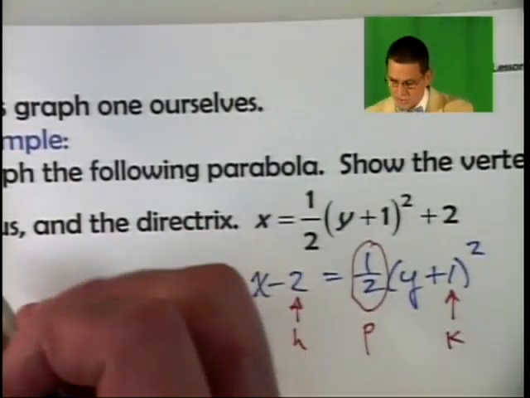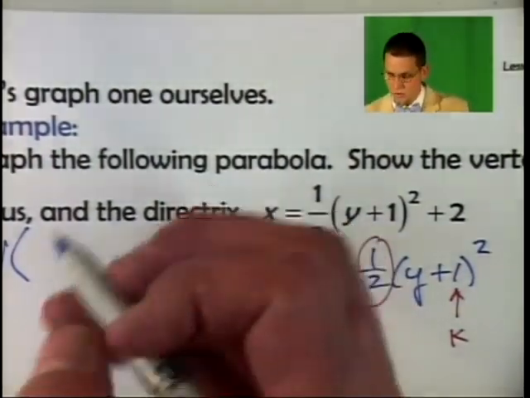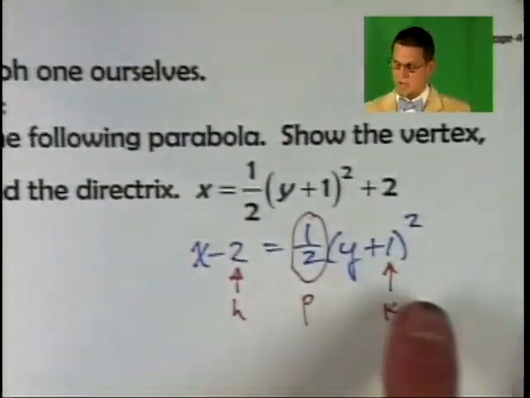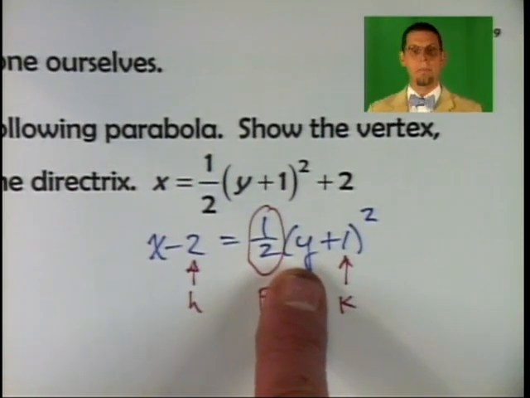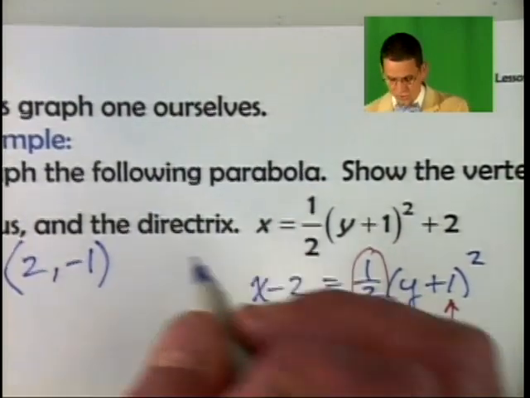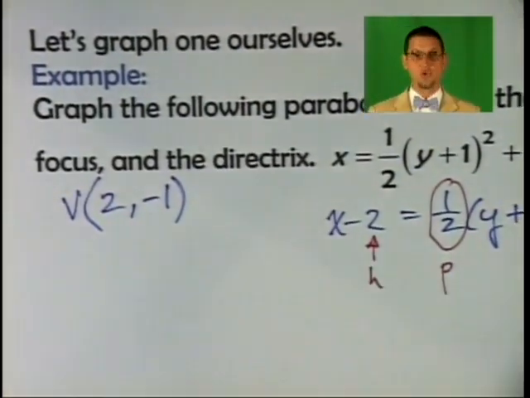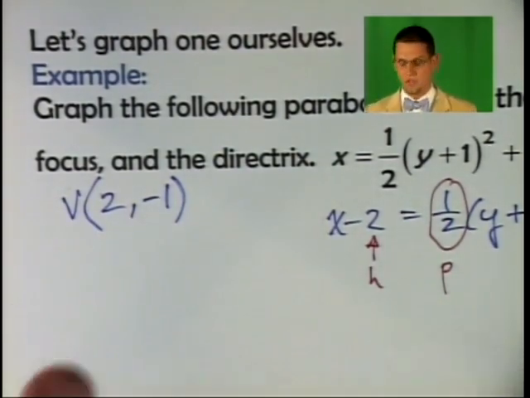So the vertex, let's go ahead and list that right here. The vertex v is at 2, because it's x minus 2. And since this is y plus 1, that's really y minus, the standard form, negative 1. So the vertex is at 2, negative 1. And now I want to find p. It's the directed distance from the vertex to the focus.